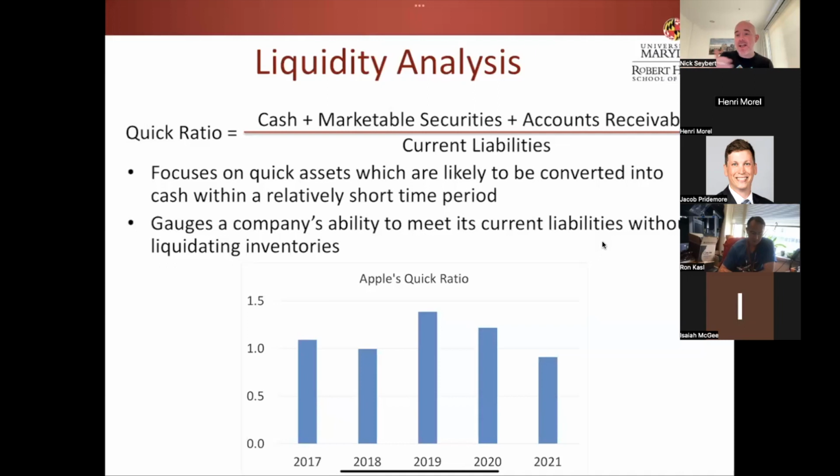And this is always going to be less than the current ratio, obviously, because at the very least, you're taking inventory out of it. And you can see for Apple, still, Apple has been usually right above or right around 1. They're a little bit below that in 2021, but that's fine for the quick ratio, especially for companies that rely on selling inventory, because you're removing the inventory. Okay, so that's the idea of the quick ratio.